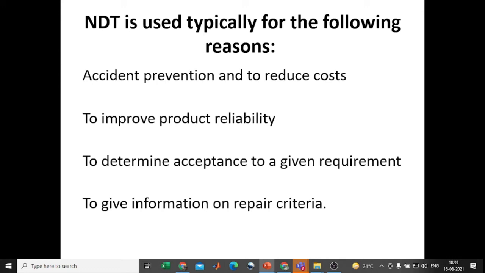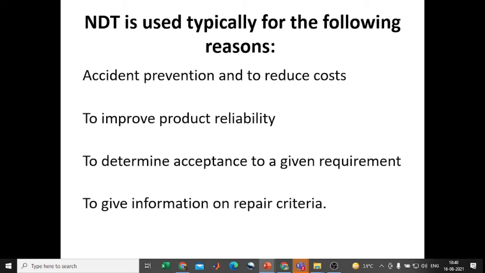And to determine acceptance for a given requirement, and to give information on repair criteria. Internal voids: how much depth it takes and where the defect is located. Likewise, we can identify this with non-destructive testing. Based on this we can gauge the material.